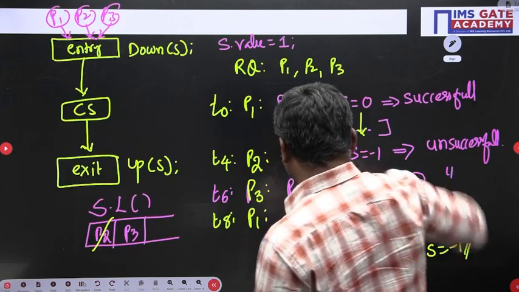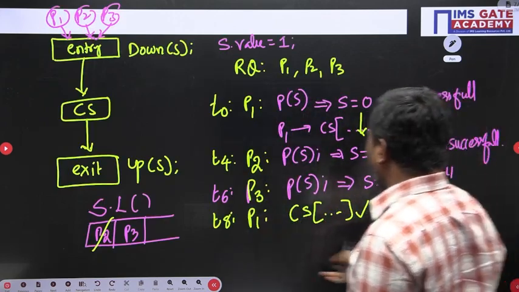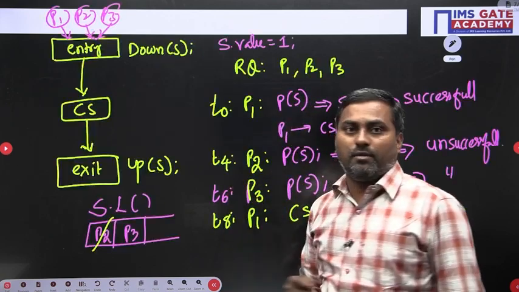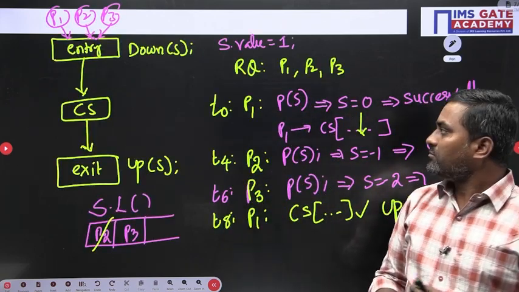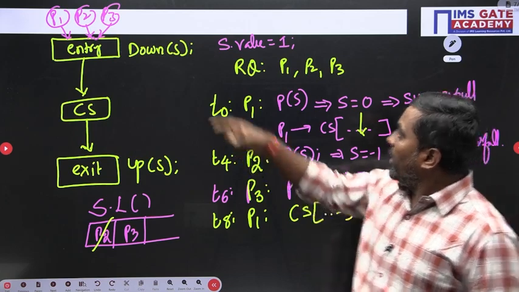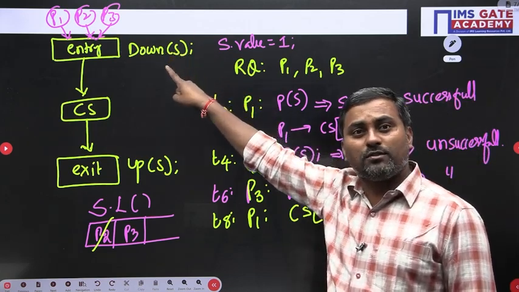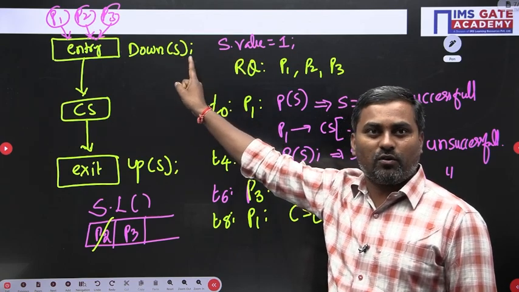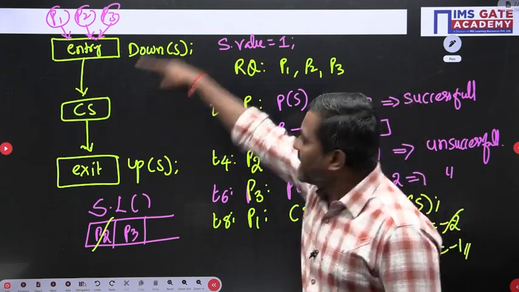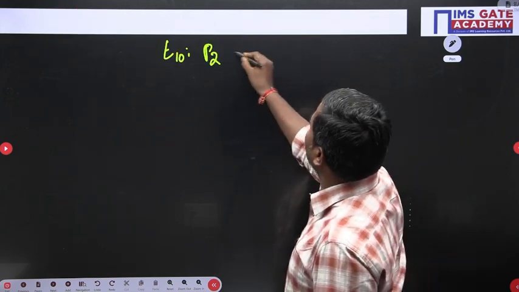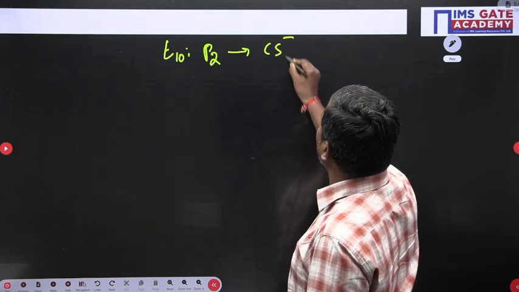At time T10, P1 already completed. So now P2 came. Where will P2 enter, please understand. P2 was running the down operation. During the down operation only it got suspended, like it got blocked, correct or not? So I wake up, nothing but the next instruction. What is the next instruction? It will directly enter into the critical section.